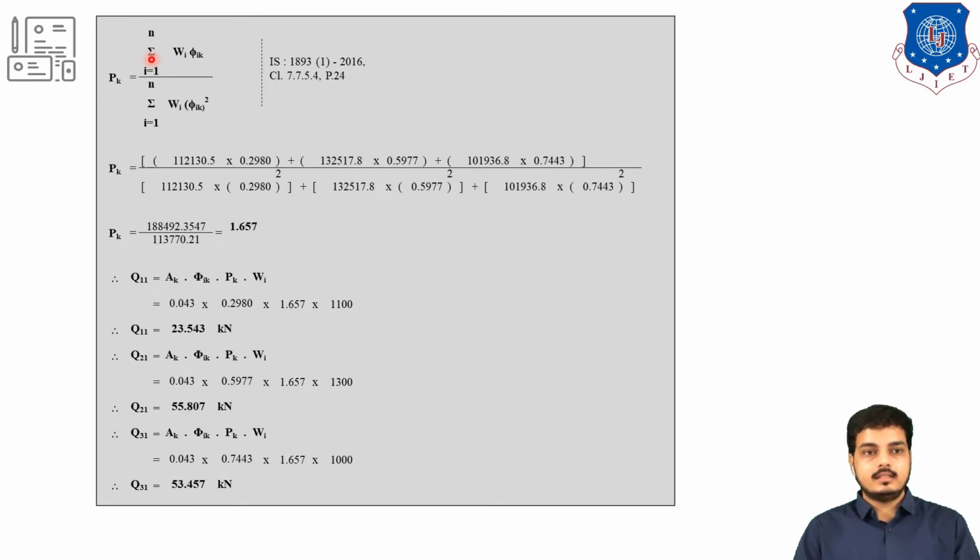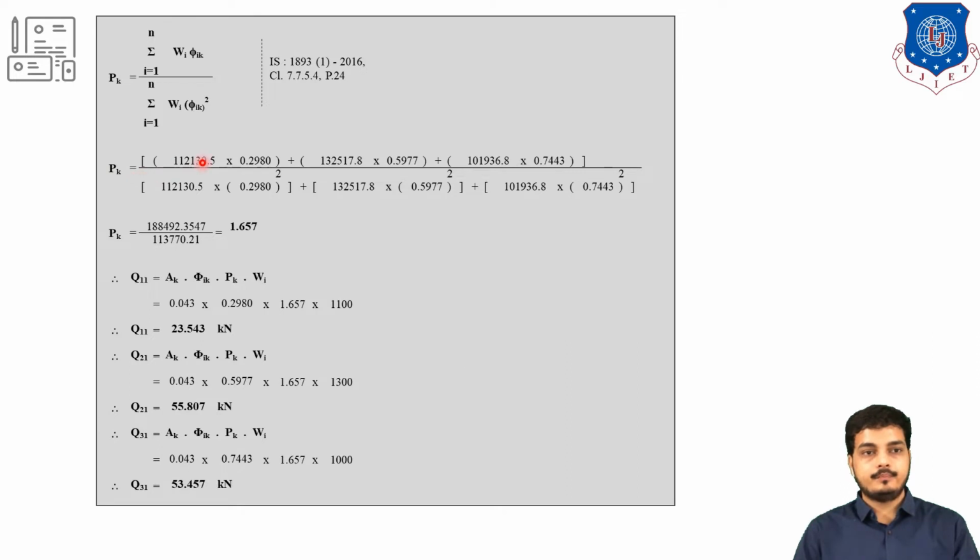In that, Pk is nothing but summation of weight into phi, divided by summation of weight into phi, the whole square. So this is the equation. Now here also I will be using mass. So you can cross check while pressing Wi. So it is somewhat similar.